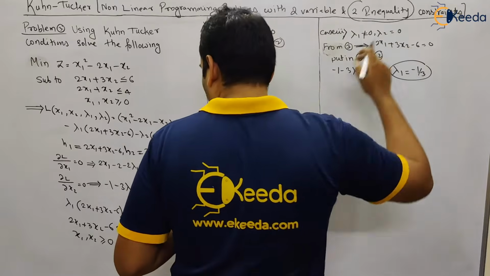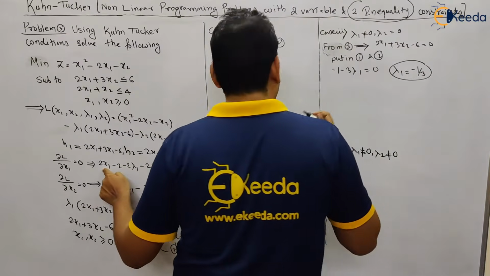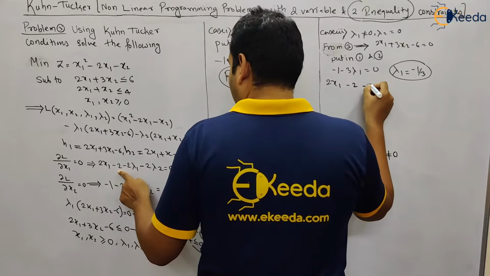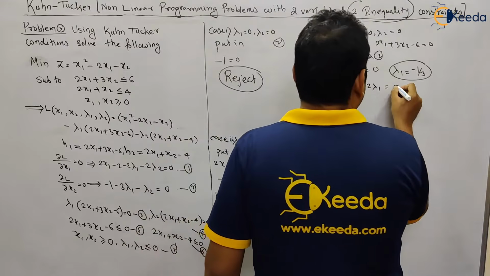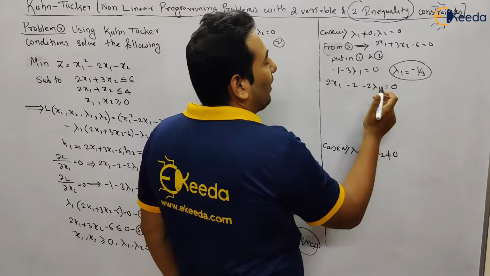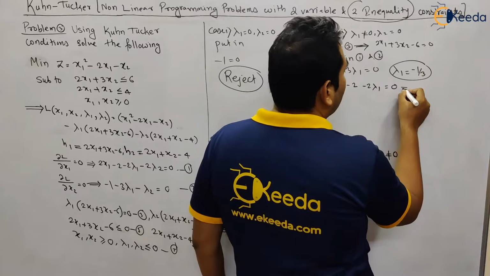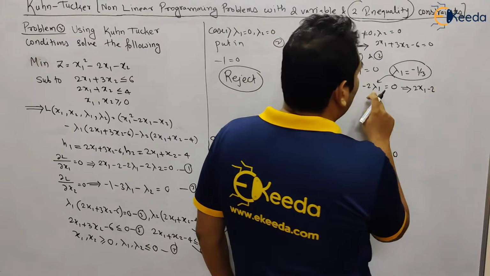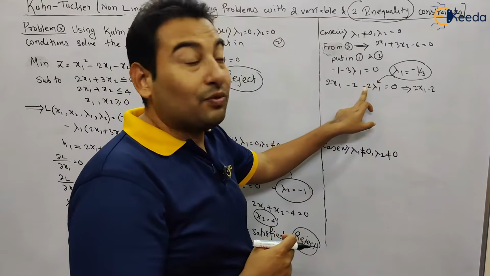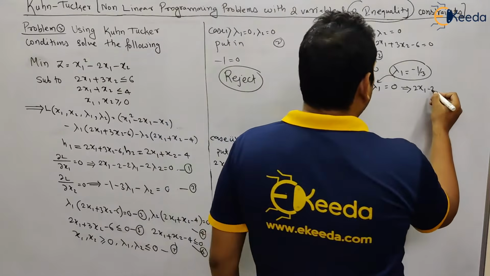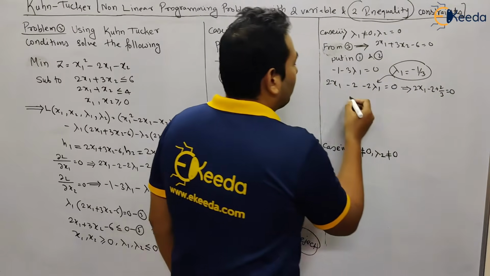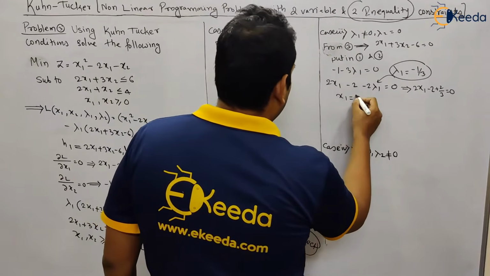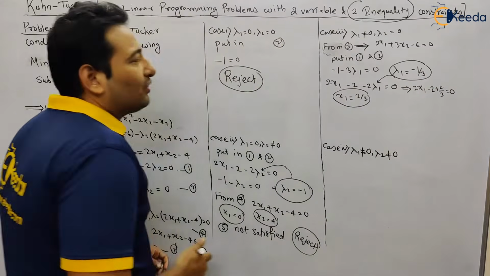And if I put lambda 2 equal to 0 in equation number 1, this will be 2x1 minus 2 minus 2 lambda 1. Lambda 2 we are going to put as 0. So from this equation, if I put lambda 1 equal to minus 1 by 3 here, this will be 2x1 minus 2 times lambda 1, which is minus 1 by 3. So this minus minus will become plus, and that will become 2 by 3. If you solve, simplify this, you will get the value of x1 as 2 by 3.